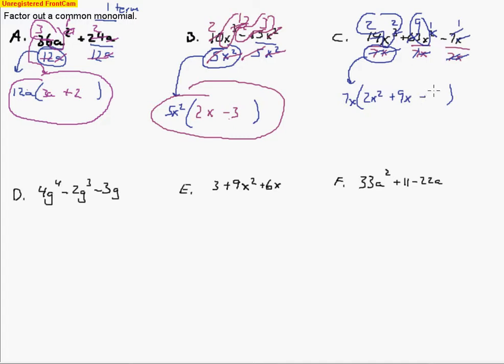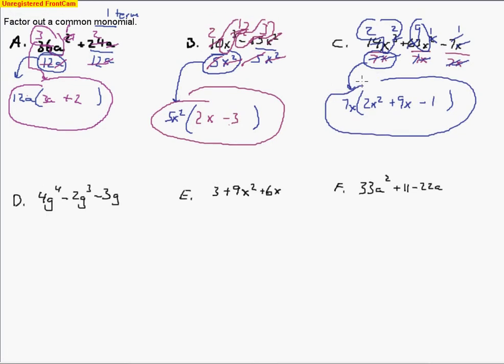So minus 1. This is the common mistake. People forget this term or think it's supposed to be 0. But it's not. You see, 7x times negative 1 makes negative 7x. So you should be able to multiply back out after you're done and see if it matches the original problem. A few more to practice here.